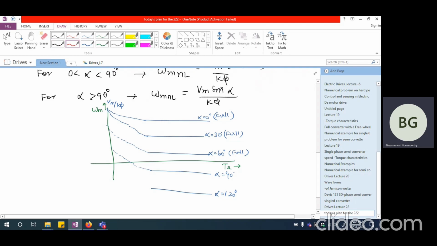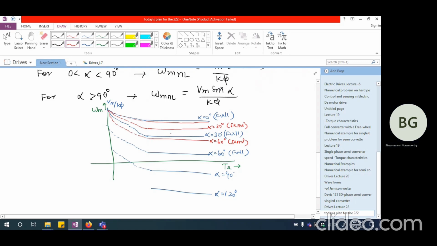For semi converter, Vm by K phi will be the ideal no load speed for alpha equal to 0 until alpha equal to 90. So for alpha equal to 30, if I try to draw for semi-converter, this will be alpha equal to 30 semi-converter, and it should be again joined with Vm divided by K phi. Similarly, for alpha equal to 60, maybe I will have something like this for semi-converter, which will be lying much above the full converter case, and that should also be joined to this.